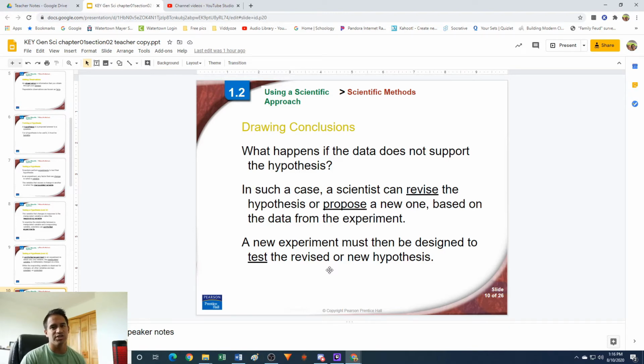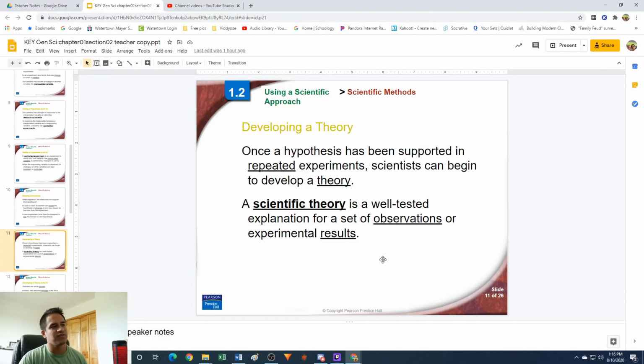And every single time you have to change your hypothesis. That's just how it goes. It's part of doing science. Once we've done enough of these tests and we've actually seen the results we're looking for, and we can repeat this experiment over and over and over, and keep seeing the same results every time, at this point we can start to develop what we call a theory.